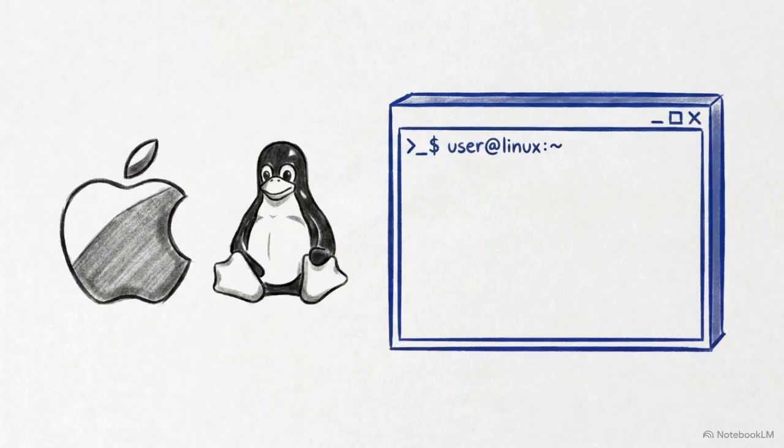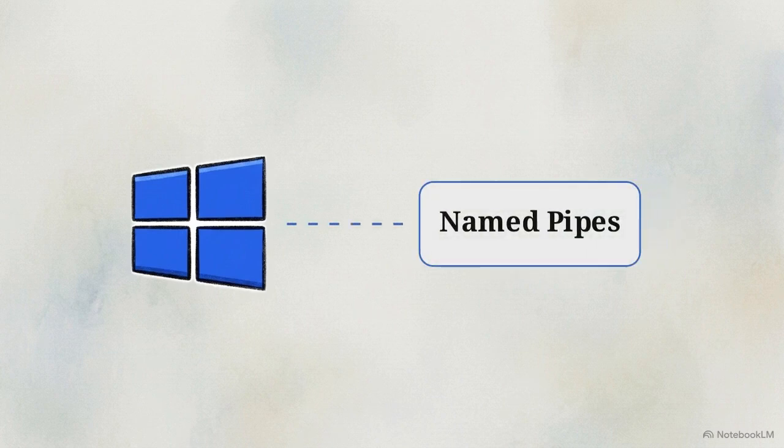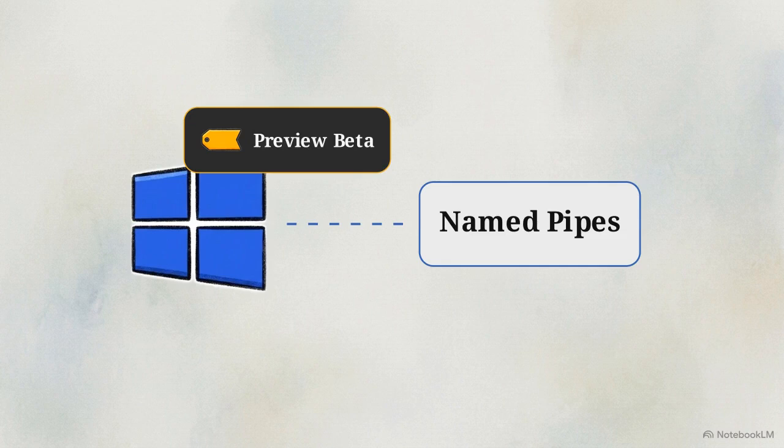Before we deploy, you'll need a POSIX-compliant operating system like macOS or Linux and a modern terminal emulator. Windows users can follow along, but note that the architecture relies on named pipes rather than Unix sockets, so that version remains in a preview beta channel.